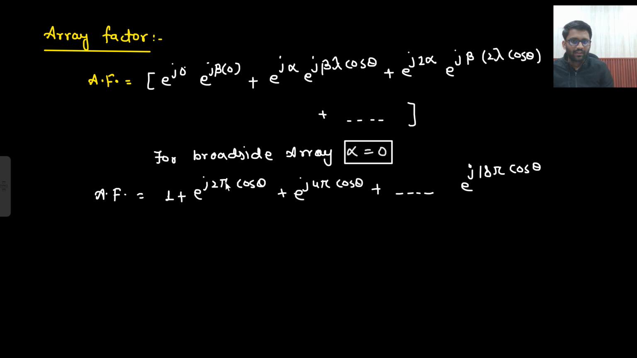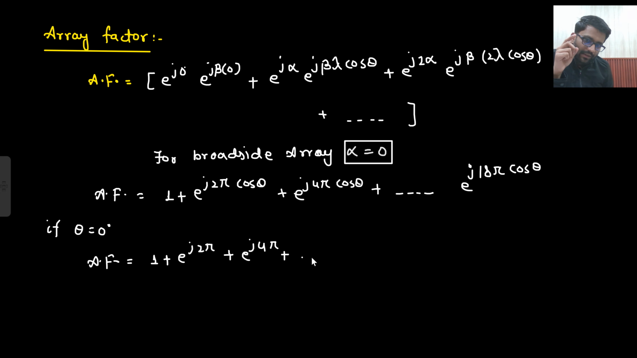First one is starting with 1, then second is starting with 2, third is starting with 4, fourth will start with 6. In that manner the ninth term, like this last term, will start with 18. Now for broadside array, if I put theta equals to 0 degree, then what will be the value of the array factor you will get? 1 plus, if you put cos 0, what is cos 0? Cos 0 is 1, e to the power j 2 pi, e to the power j 4 pi, in that manner till e to the power j 18 pi.